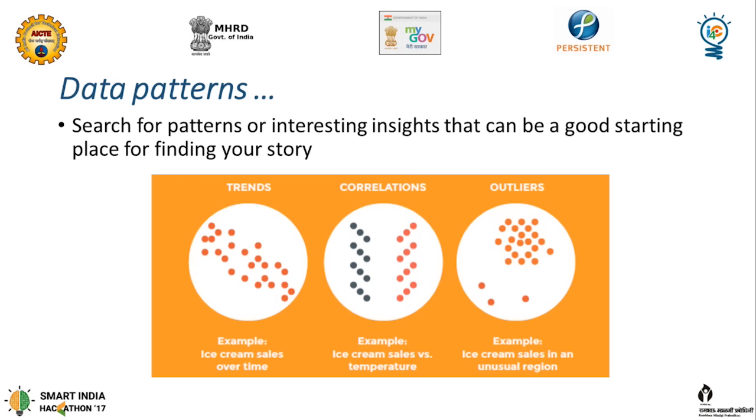Last one is outliers. Everywhere there are exceptions, and we need to be very careful about outliers. In this case, there are some regions or places in your city where you will find that in spite of very high temperature, the ice cream sale is not going up. So that is an outlier. So friends, data patterns are very important when you are trying to solve a problem, and they will help you to decide your visualizations also.